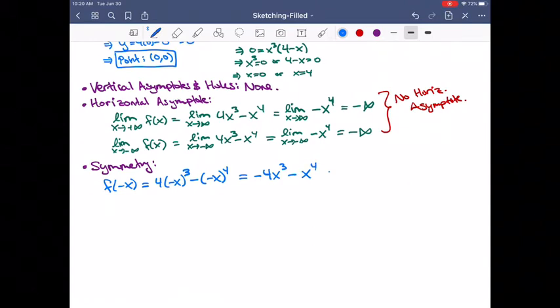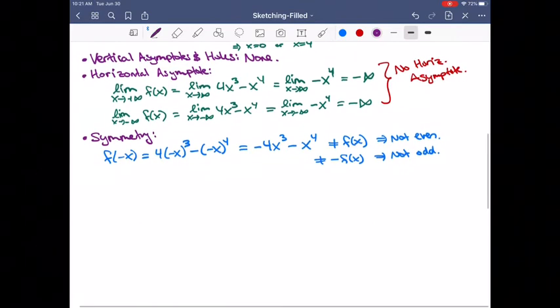So this is not equal to f of x, okay, which means that it's not even symmetry. And it's also not equal to negative f of x. So that tells us that it's not odd either. Okay, so we don't have any symmetry here. Any of the symmetries that we check for anyway. Okay, so now where does the calculus come in?